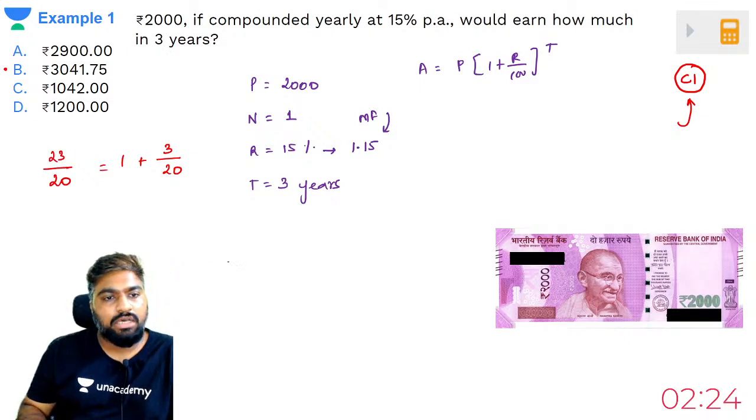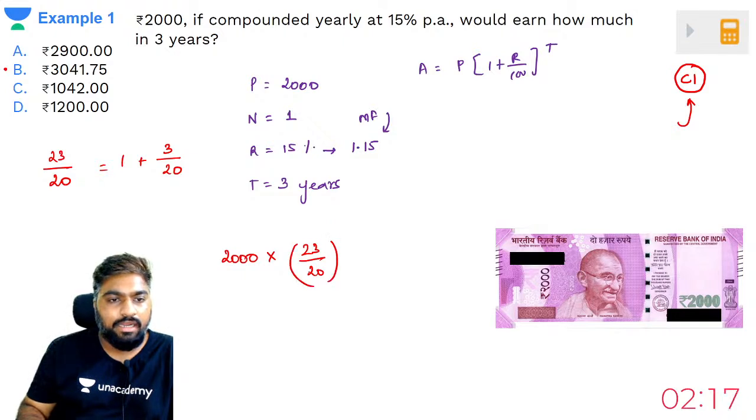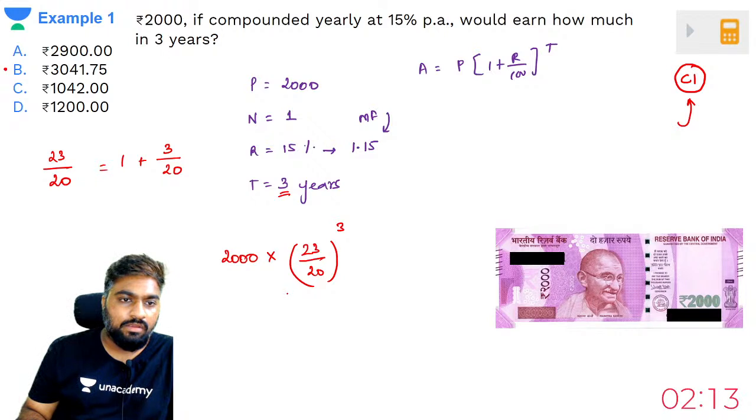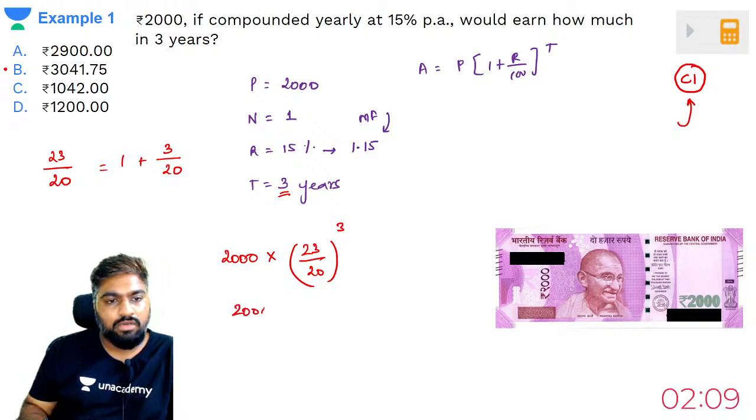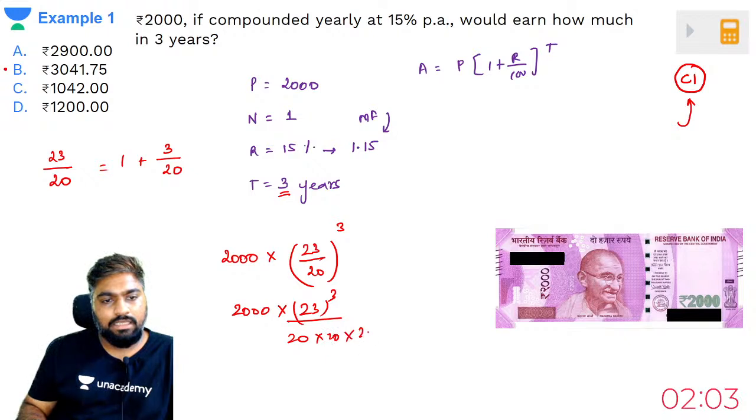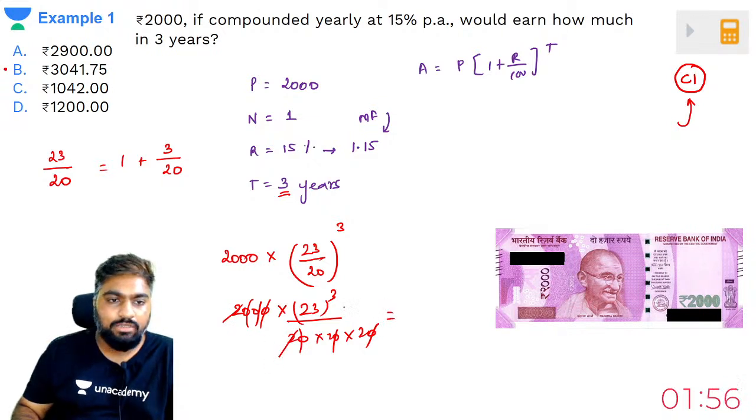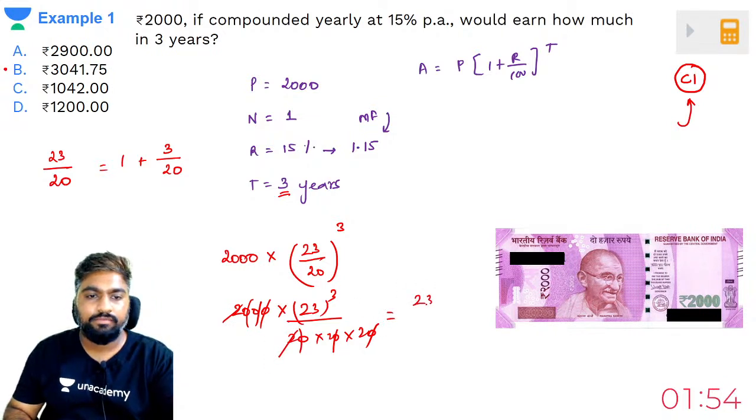ये अगर इंक्रीज हो रहा है तो ये 23/20 हो रहा है ना? तो अपन 2000 को 23/20 टाइम्स इंक्रीज कर रहे हैं. कितने बार? 3 बार. क्यों? क्योंकि 3 years है. Are you getting this? So this will become 2000 into 23 cube by 20 into 20 into 20. So 0 0 0 cancel, 1 2 cancel हो जाएगा. So you'll basically get 23 cube by 4.